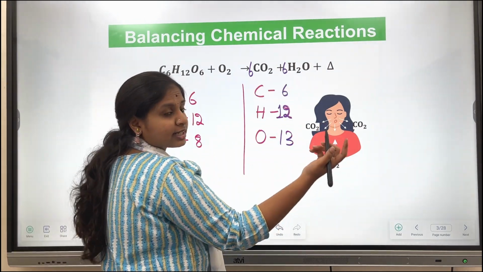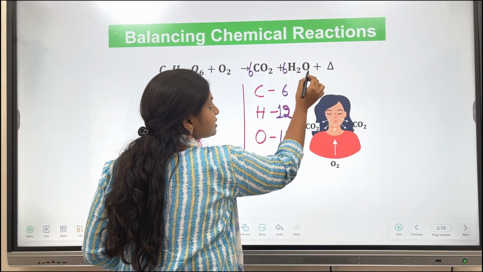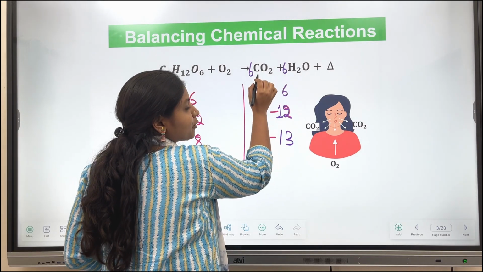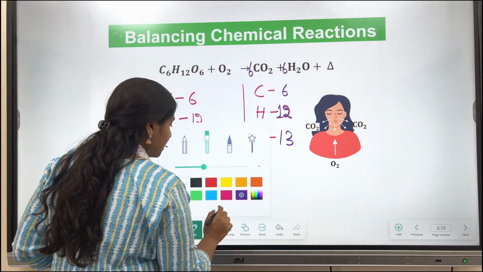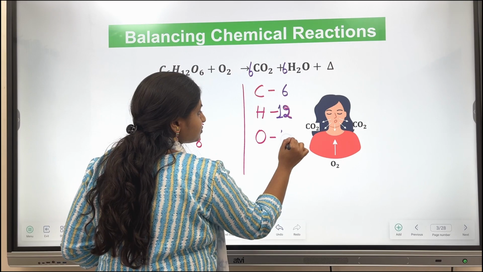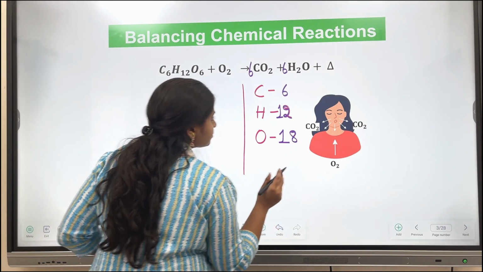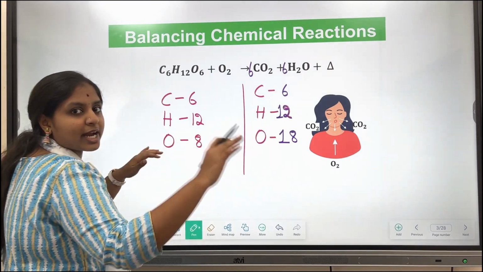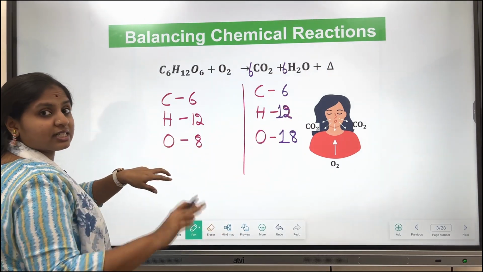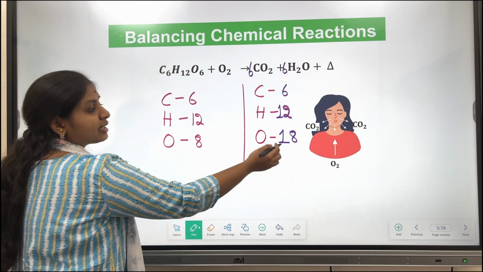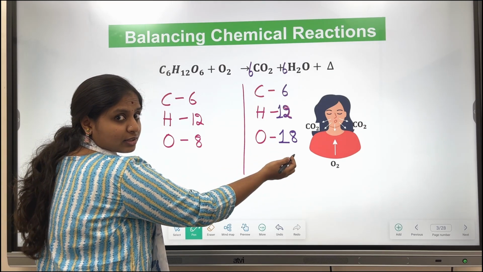Here oxygen is also getting increased again. So 6 times 1, 6. 6 times 2, 12. 12 plus 6, oxygen became 18. Now hydrogen 12, hydrogen 12, hydrogen is balanced, but oxygen is still not balanced. Oxygen is 8 here and 18 on the product side.